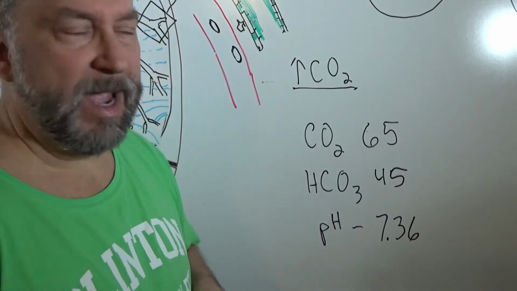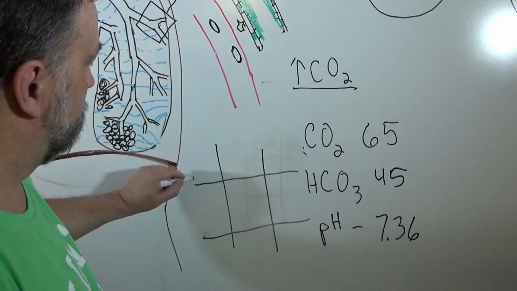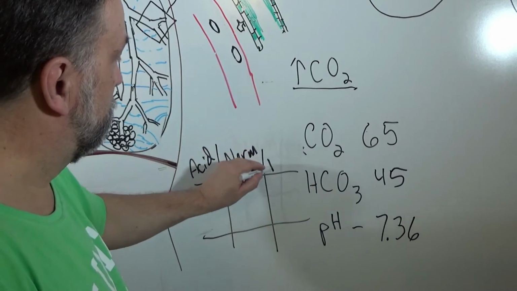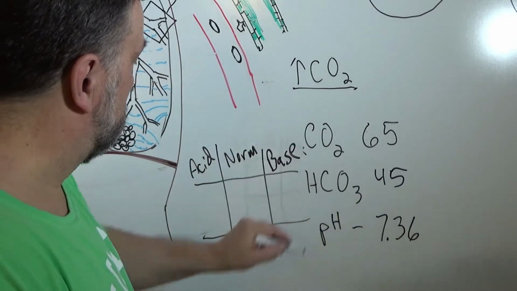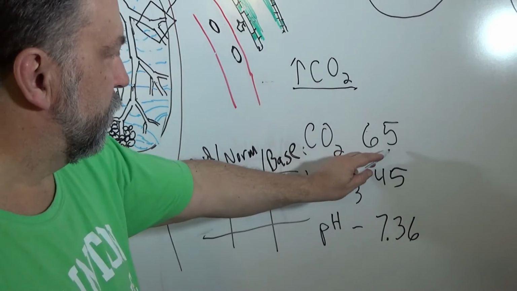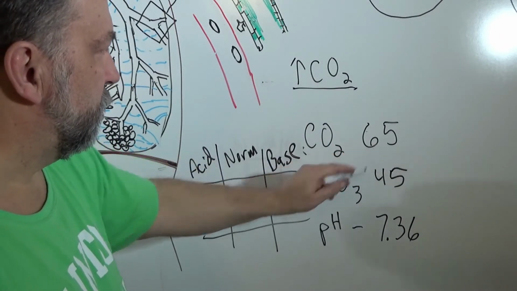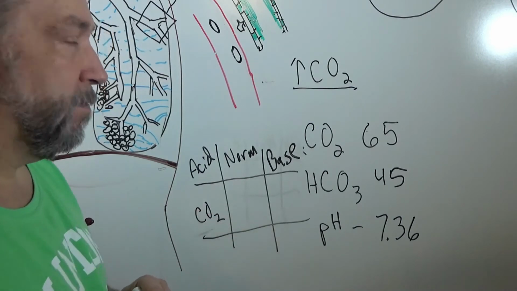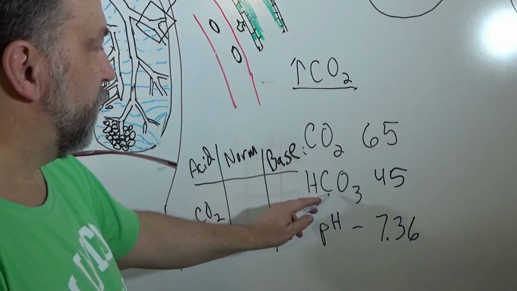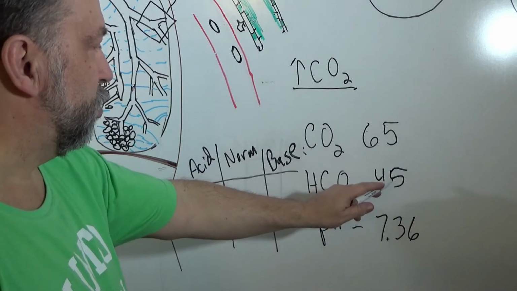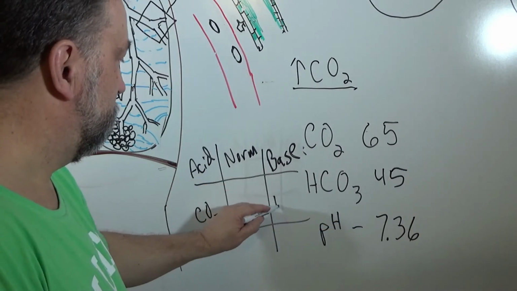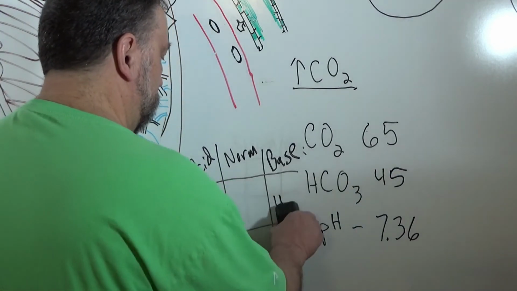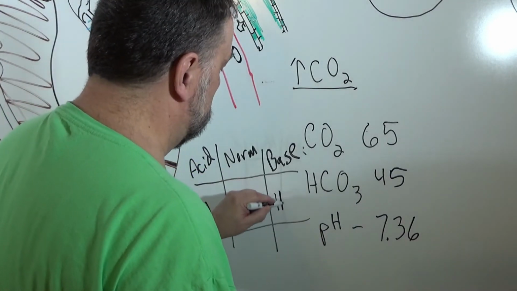So let's take a look at that on our tic-tac-toe thing. Let's go acid, norm, base. Right? CO2 is high, so that is definitely over here. Your bicarb is high, so that's too much base, so it's going to be over here. Don't put the results, you just put the bicarb.